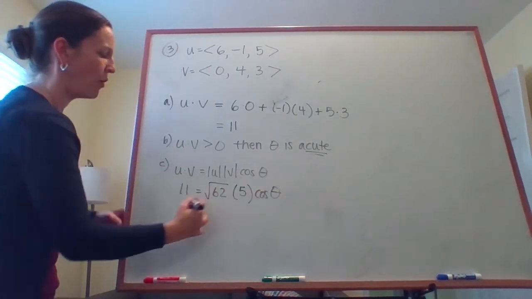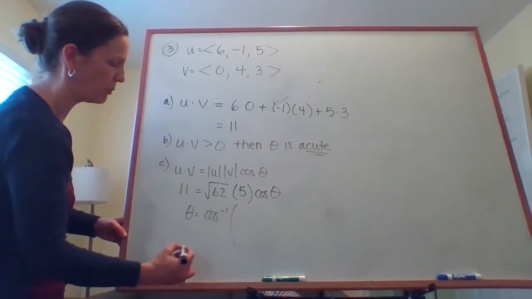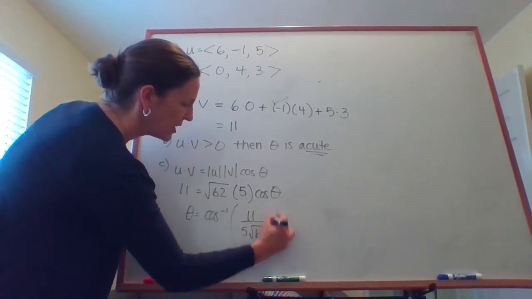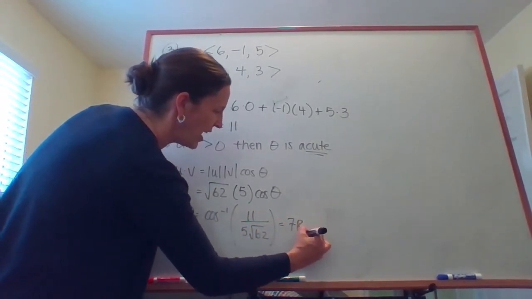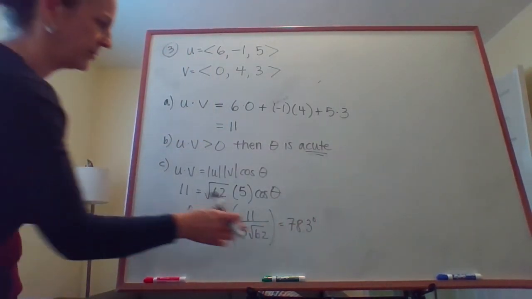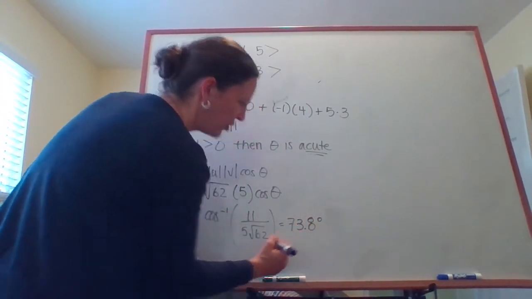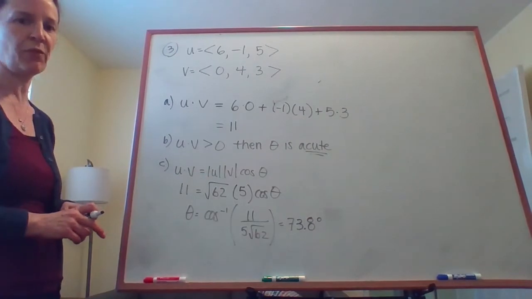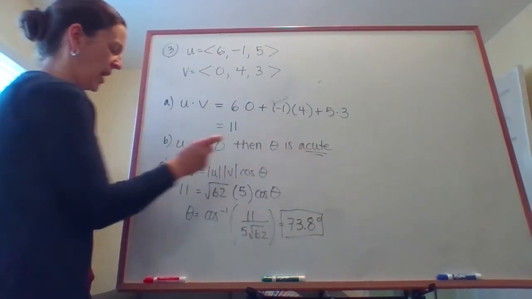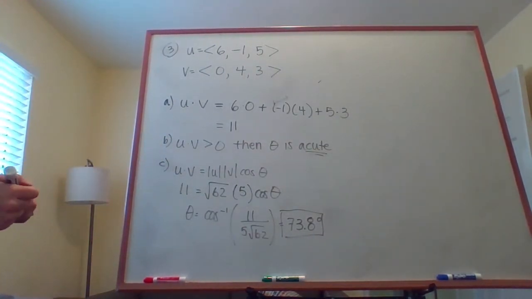And so I'm left to solve for theta. So theta is the inverse cosine, and we're going to be in degrees when we put this in our calculator, of 11 divided by 5 root 62. And when you do that, you get an angle of 78.3 degrees. I'm sorry, 73.8 degrees. Okay, or about 74 degrees there. So that's my angle, which is in fact acute and verified by my guess. I verify my guess that I found in part B.